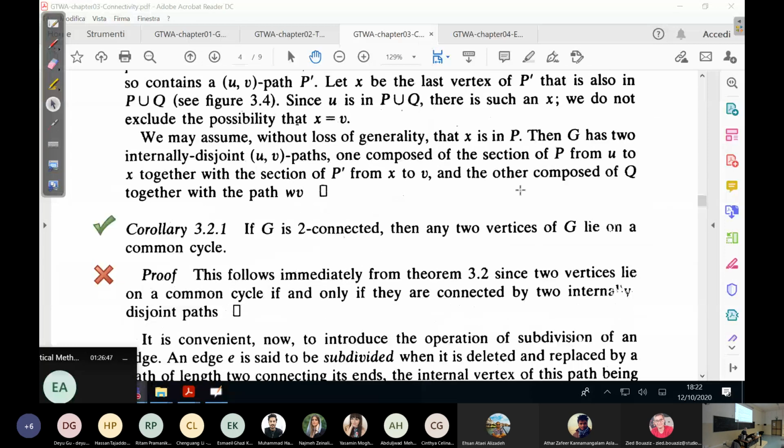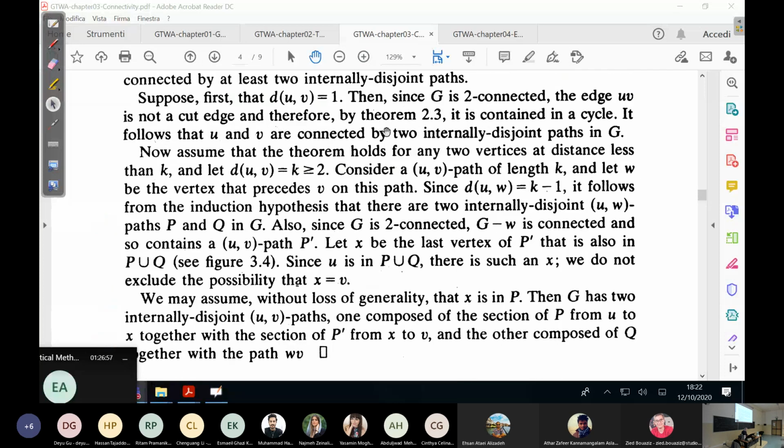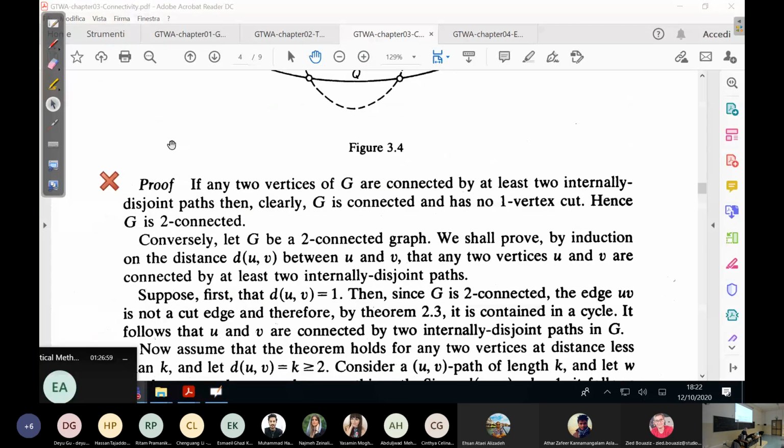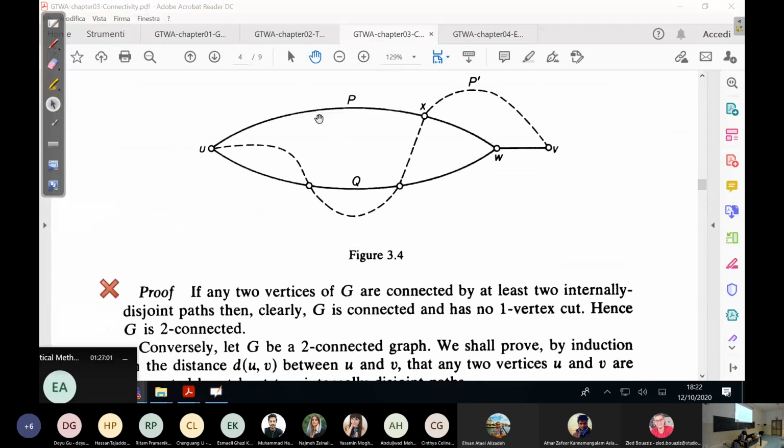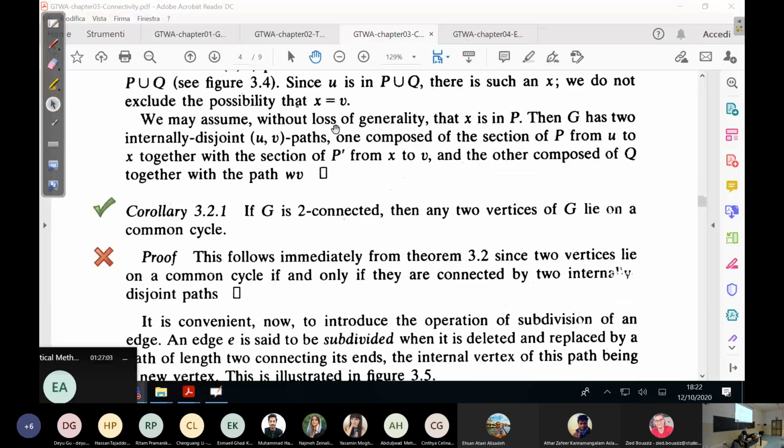Corollary: if G is 2-connected, then any two vertices of G lie on a common cycle, which is rather easy to get out of this. But just to understand what is going on in a two-connected graph.